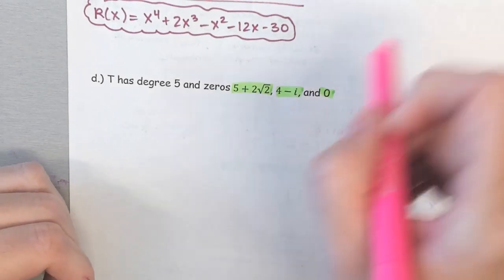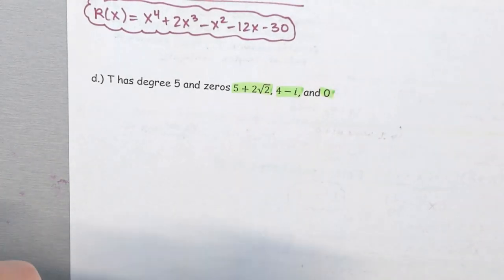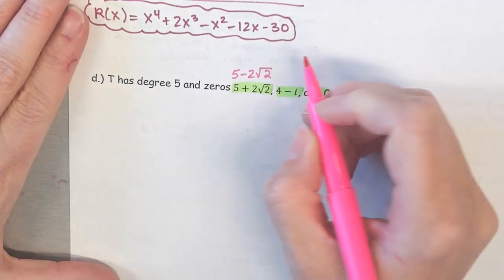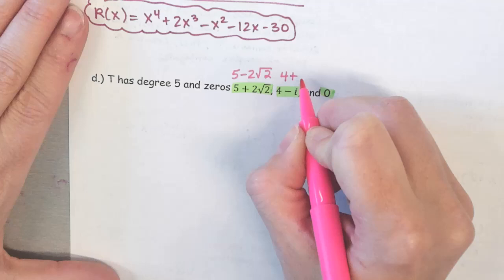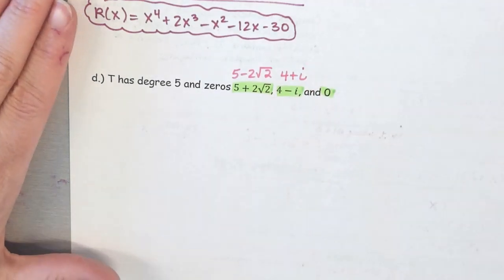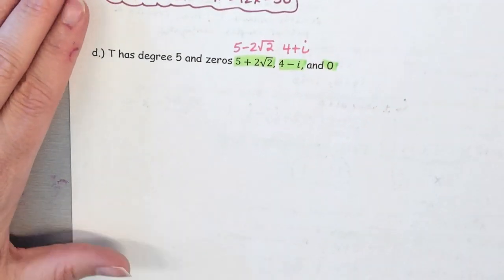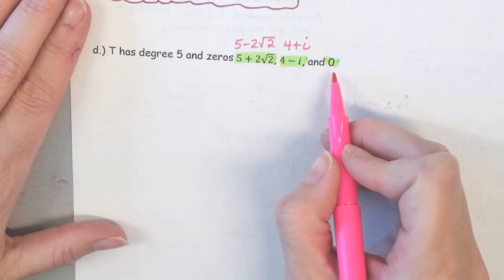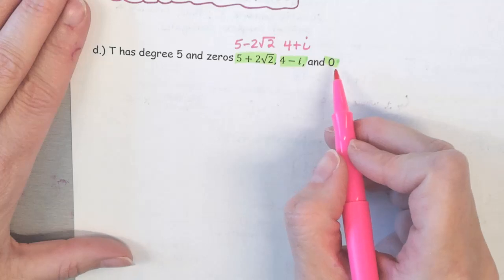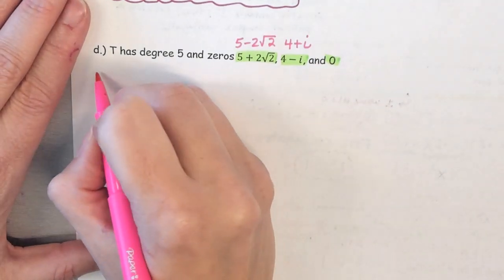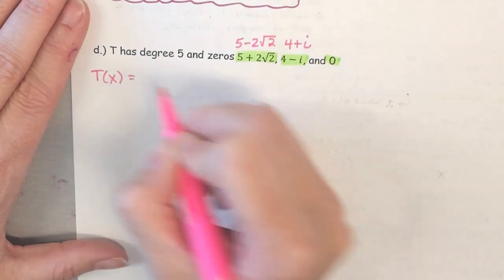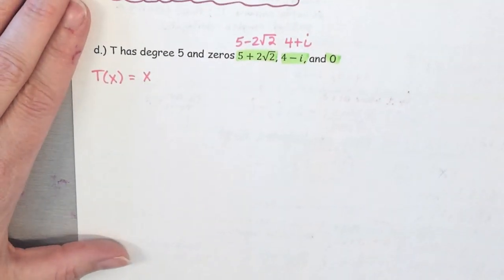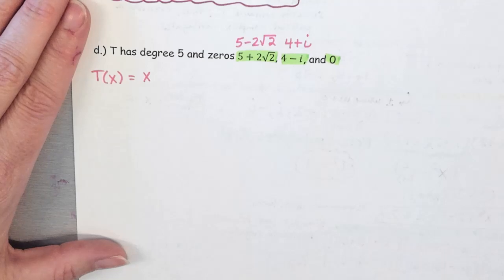So if 5 plus 2 root 2 is a zero, what else is a zero? 5 minus 2 root 2. 4 minus i means we need 4 plus i. Okay, and then you just have 0. If you have x minus 0, what is that factor? It's just an x. So when you start this, you can put the x at the back, but it's very common to just put it at the front because that's the last thing we'll distribute.